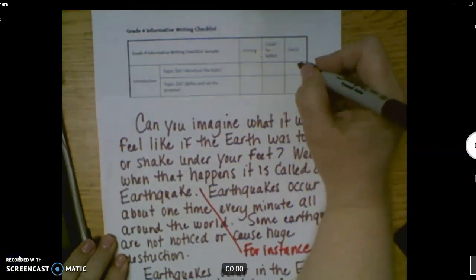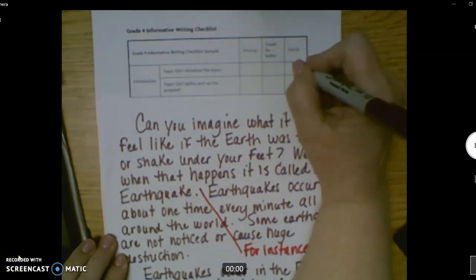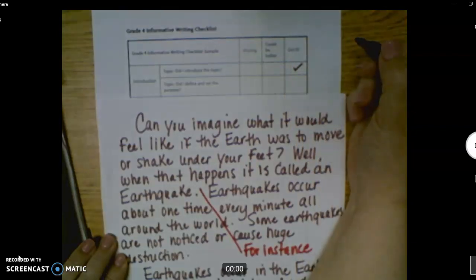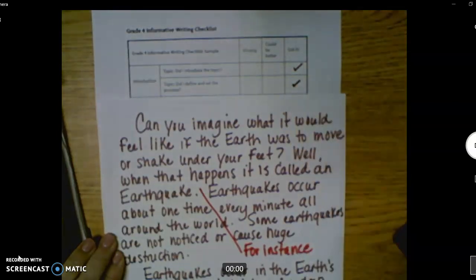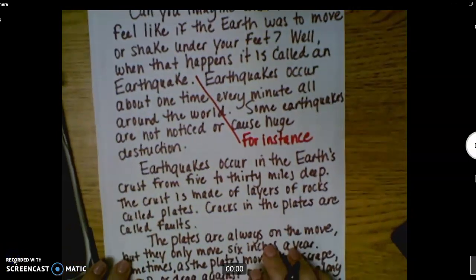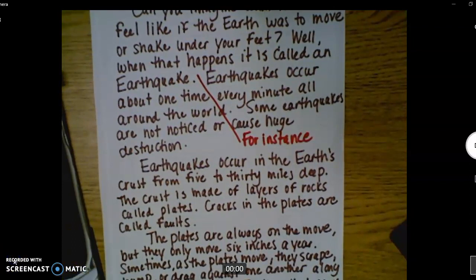Did I introduce the topic? Yes, I said it was about earthquakes. Did I define and set the purpose? I did. I gave a little bit more detail about earthquakes. Now I'm going to read the middle part.